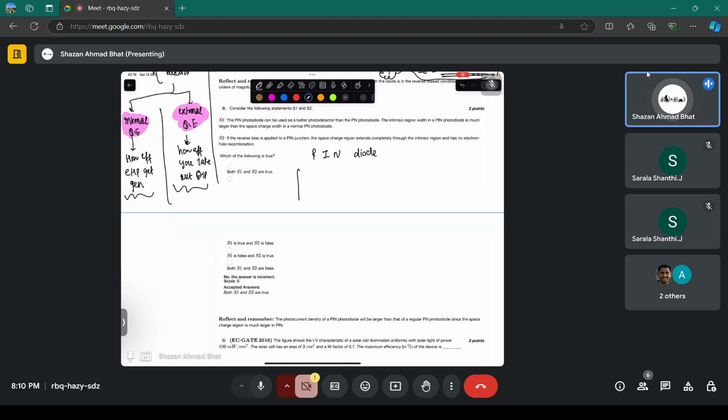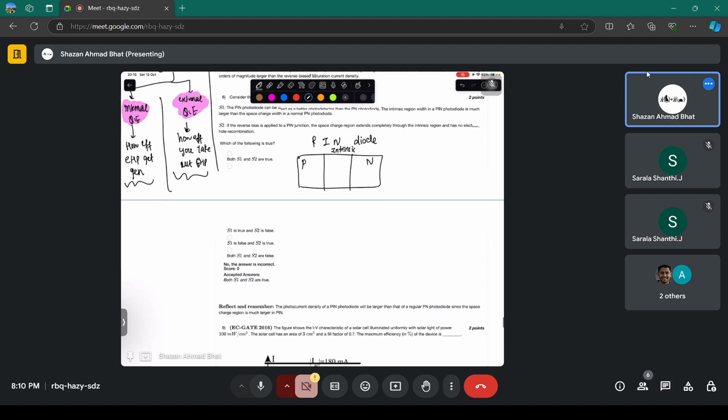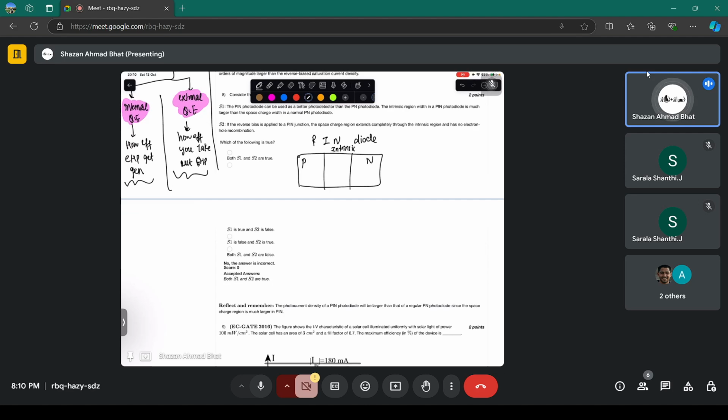In a PIN diode, you have a P region, you have an N region, and you have an intrinsic region here, with no doping. Because of that, most of the depletion region is inside the intrinsic region, because you know that the depletion region penetrates more towards the region which is lightly doped. Now, if you don't have any doping at all, just like an intrinsic region, then most of the depletion region will be towards the intrinsic region. That is the exact concept.